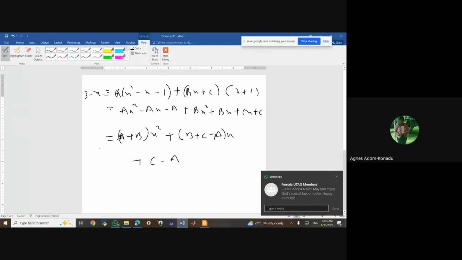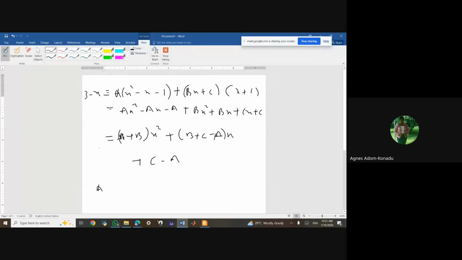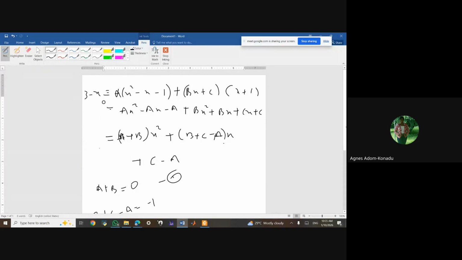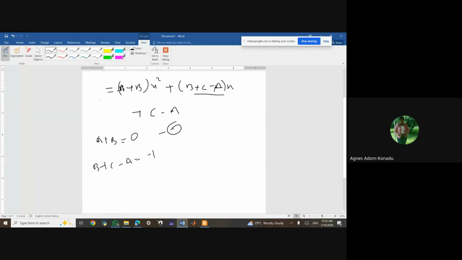So when I compare the coefficients, I can see that A plus B is equal to 0. That's equation 1. Then I have B plus C minus A is equal to minus 1. I'm comparing this to this, so this is minus 1. Then I have C plus A is equal to 3. Okay.